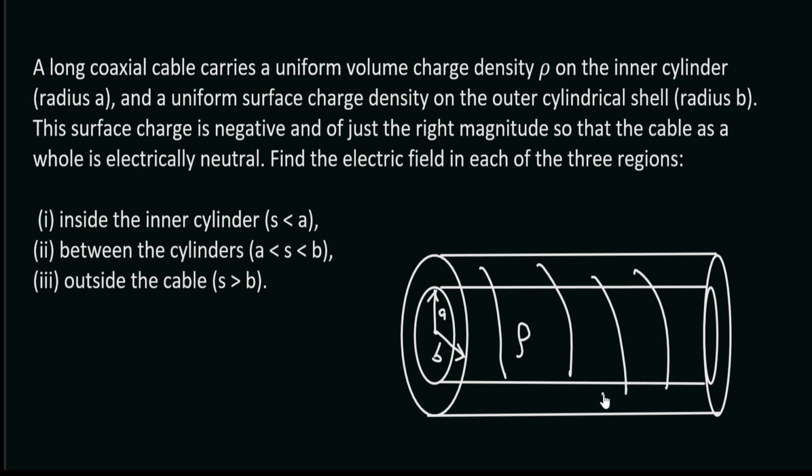given by sigma. It is also given that the volume charge density of the inner cylinder is positive and the surface charge density of the outer cylinder is negative. It is also given that the cable as a whole is electrically neutral. That is, the positive volume charge density, ρ, is cancelled off by the negative surface charge density of the outer cylinder. We are asked to find the electric field in three regions. First, inside the inner cylinder, in the second case, between the cylinders, and in the third case, outside the cable. So let us now solve for the first case.